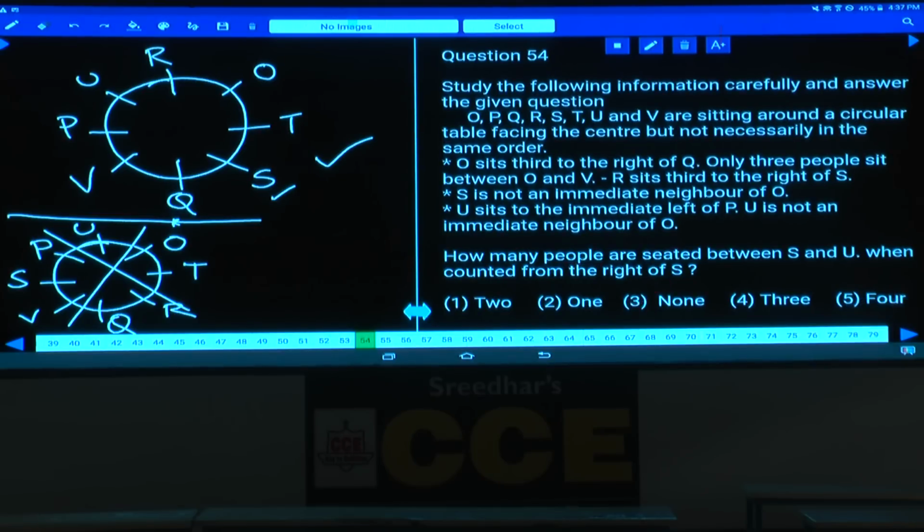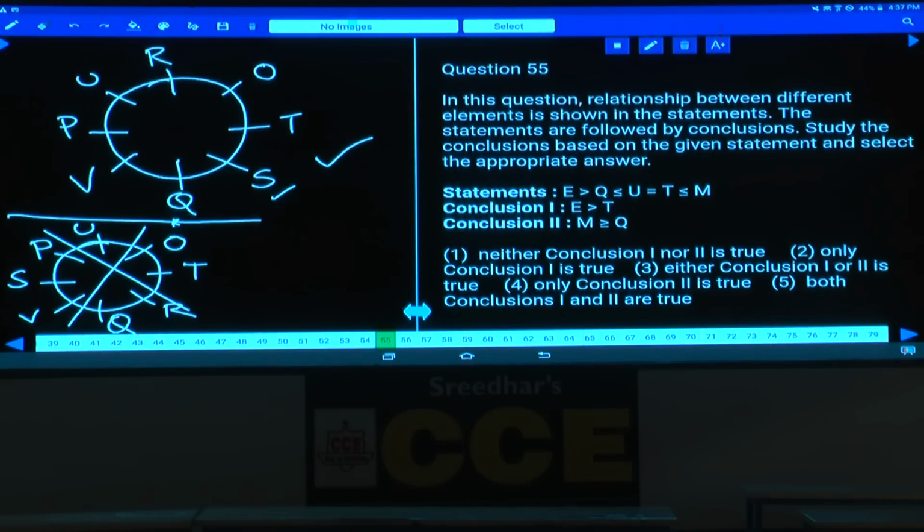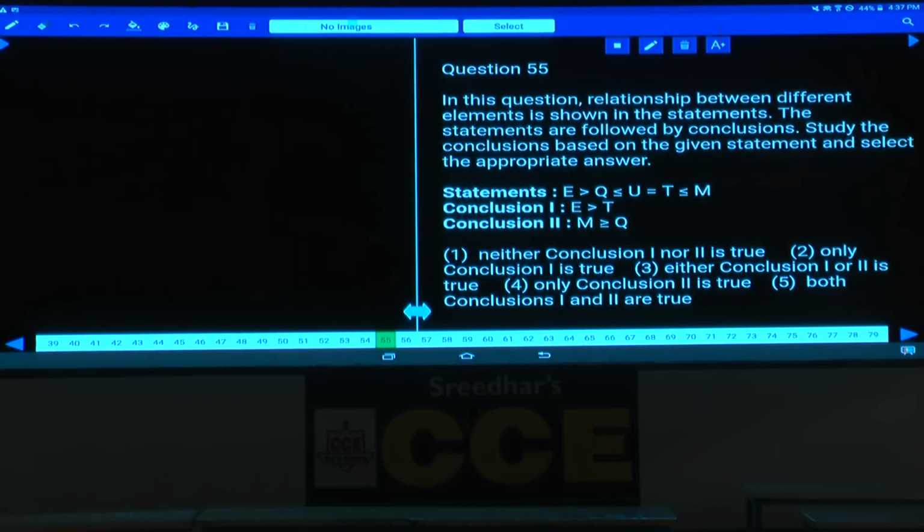Then question number 54. How many people are seated between S and U when counted from the right of S? S and U are opposite to each other, so how many persons are in between S and U? There are 3 persons, choice 4. Choice 4 is the answer. And 54. Then question number 55 onwards, it is based on 55 to 59, coded inequalities.